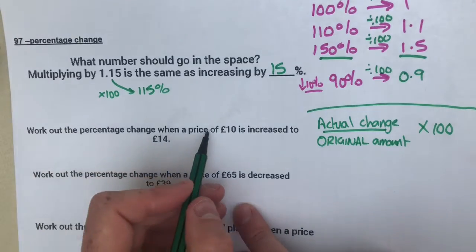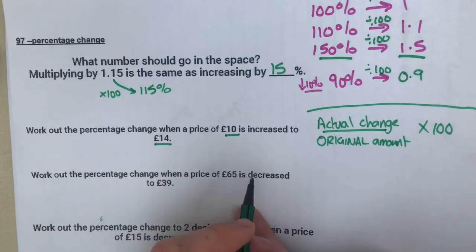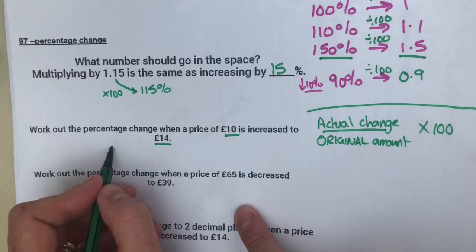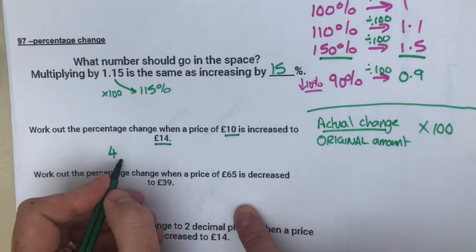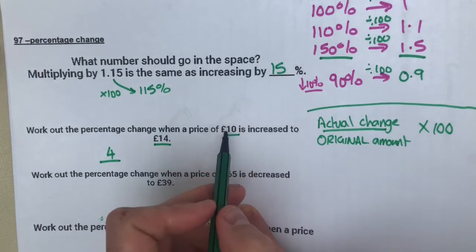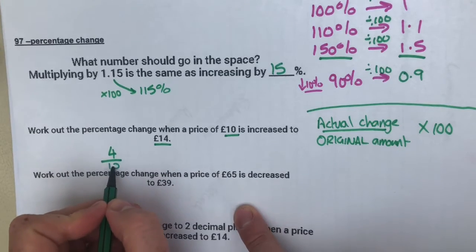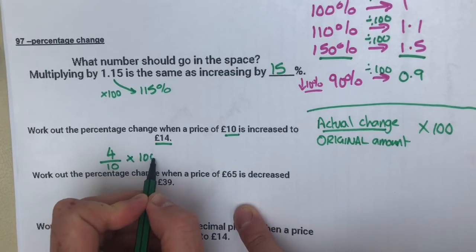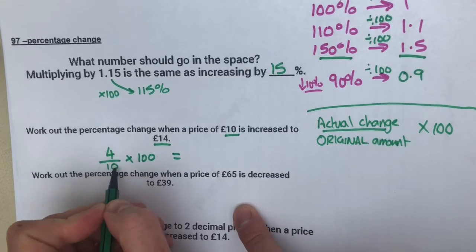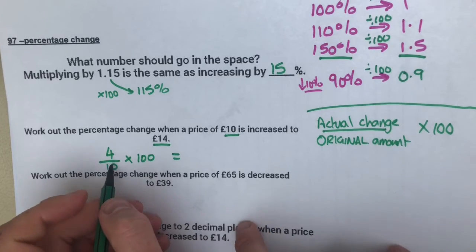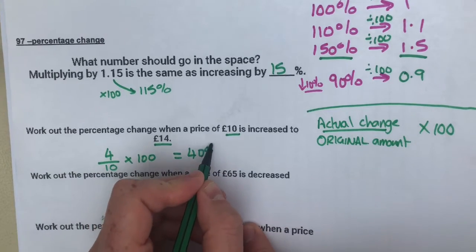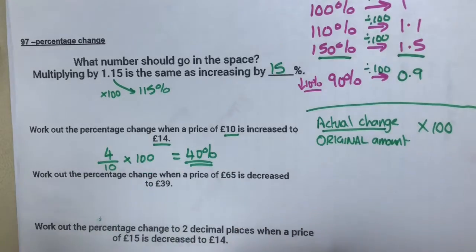Work out the percentage change when a price of £10 is increased to £14. The actual change is £4. You're dividing it by the original amount, you started with 10, and then you times by 100. You should know 4 over 10 as a percentage is 40%. That's a 40% increase.